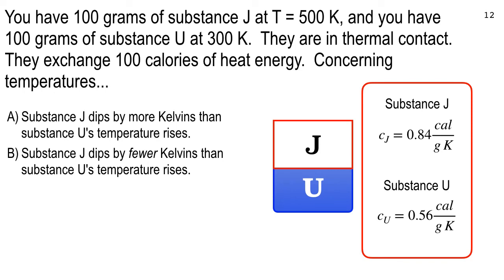So this one, the question is a little bit more subtle. Does substance J dip by more Kelvins than substance U rises? Or is it the other way around? And this question, I want you to write down the answer very carefully and add the fact that they exchange 100 calories. So minus 100 calories for substance J and positive 100 calories for substance U. Also in your notes, jot down the master equation for deciding this. Q equals MC delta T. We've been using that since last week. And we're going to use it in a few slides here when we get to the document camera. Q equals MC delta T. 20 seconds.